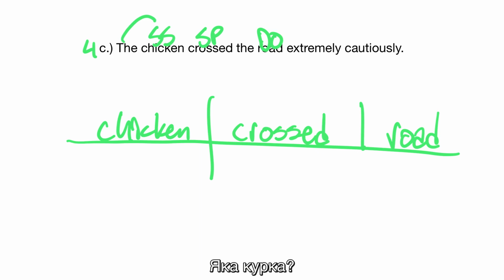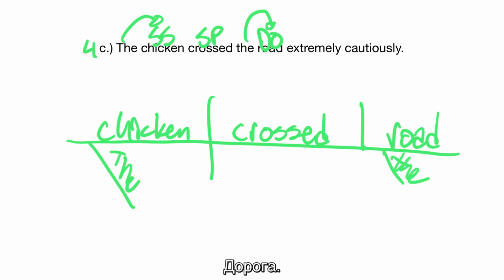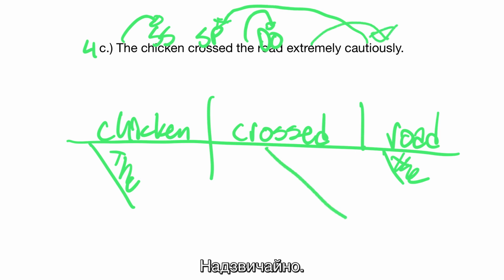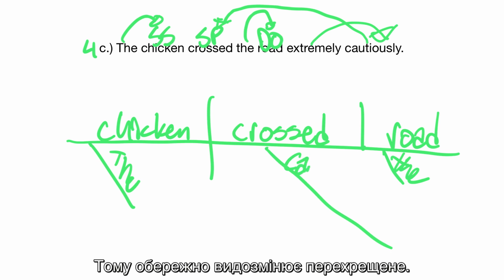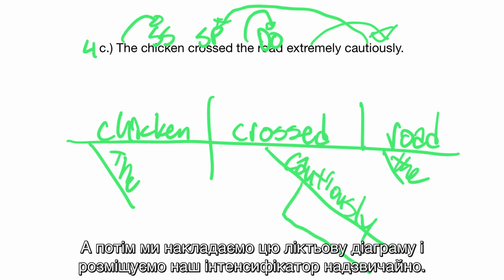Which chicken? The chicken. Which road? The road. How did it cross? Cautiously. How cautiously? Extremely. So cautiously modifies crossed. And then we put on this elbow diagram and put our intensifier extremely.